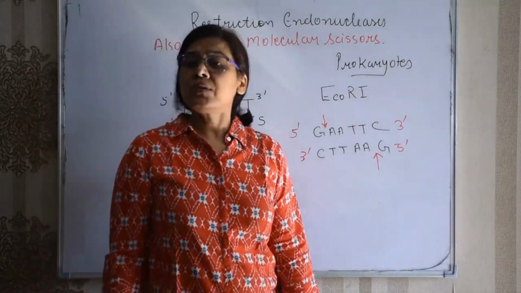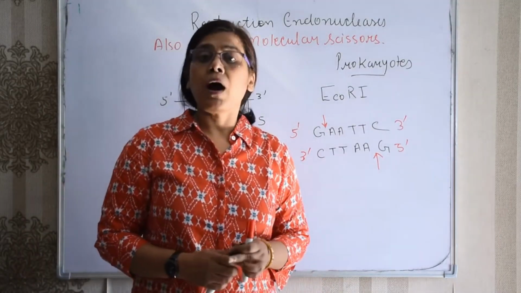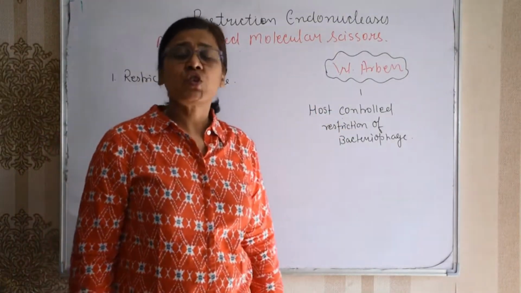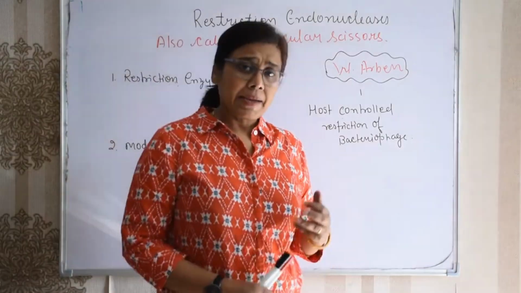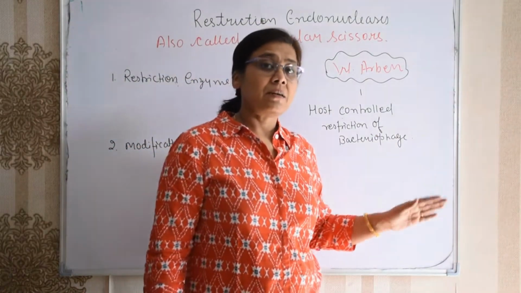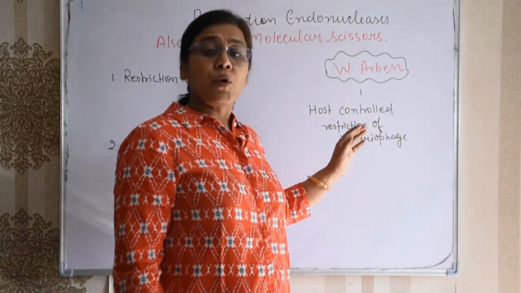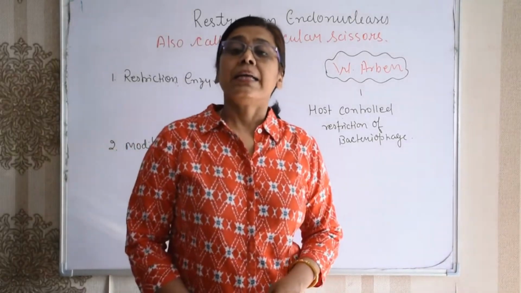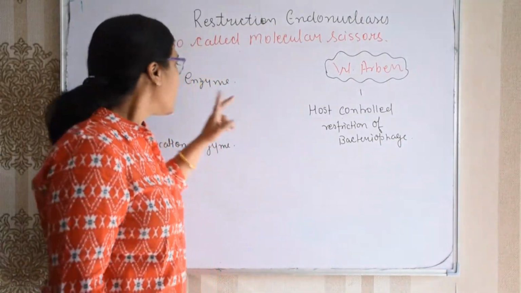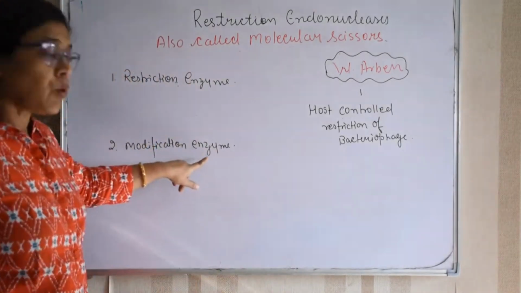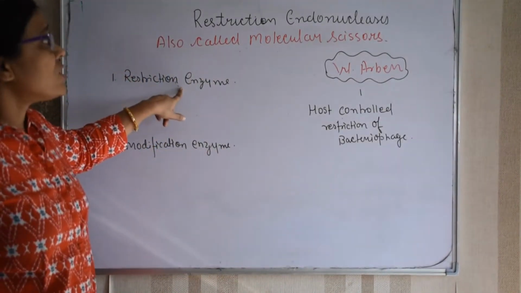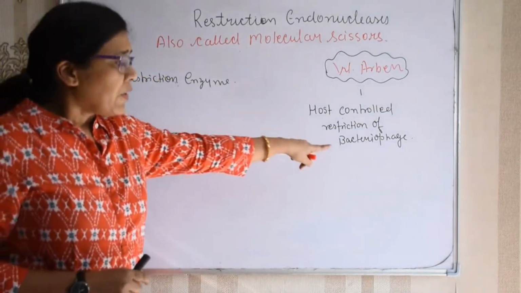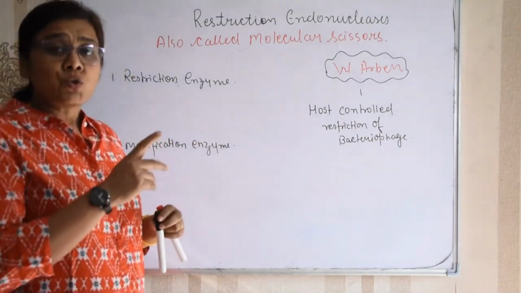Restriction enzyme was first isolated by W. Arber. He was working on host-controlled restriction of bacteriophage, and he observed that some bacteria were able to protect themselves against the bacteriophage, and he concluded that this occurs due to two enzymes, that is the restriction enzyme and the modification enzyme. Restriction enzyme acts on the specific sequence of the phage genome and cuts it into pieces.